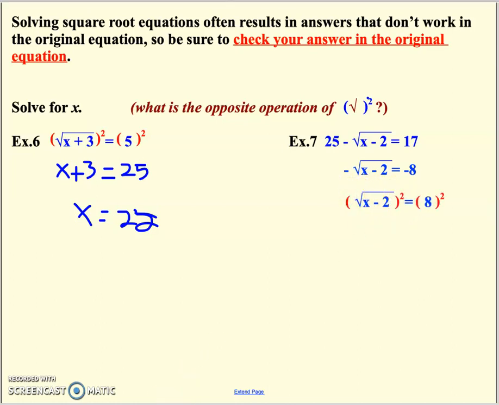Okay, and then from there just finish the solving, right? So x minus 2 is equal to 64. Add 2 to both sides, and x is 66. And again, what I should do is check that. So what I'll do is go back quick and just plug it in. 66 minus 2 is 64. The square root of 64 is 8. And 25 minus 8 is 17. And check. Got it. Okay, and that's going to do it for our notes for 3.6.